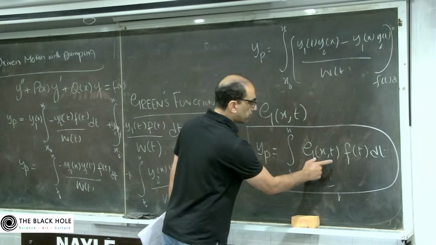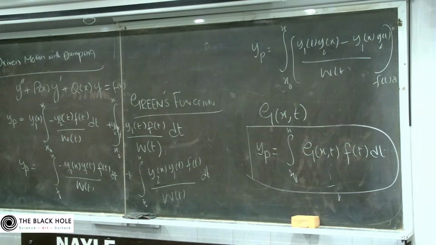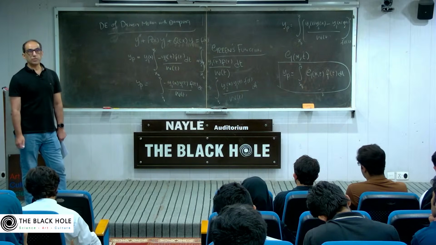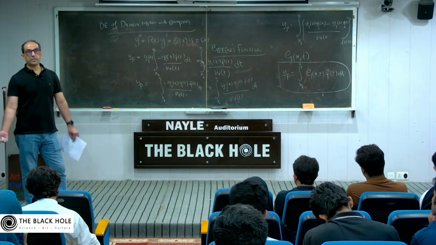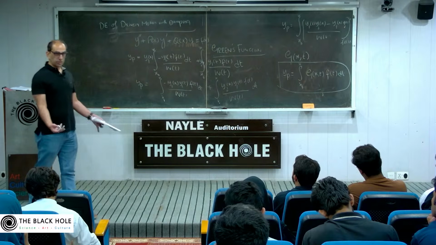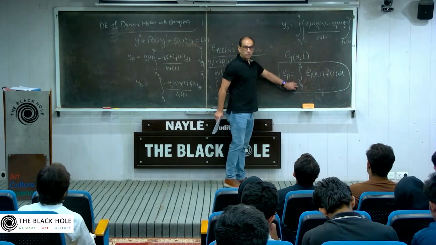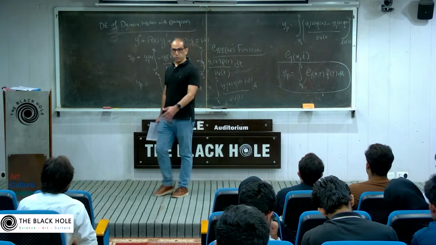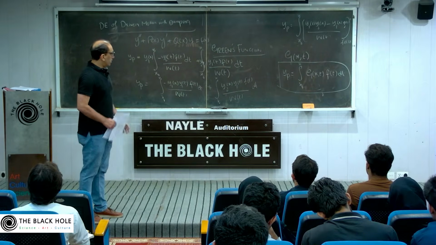And now, if you put f(t) equal to 0, immediately you see everything will be 0. So this thing doesn't exist for a homogeneous equation. The whole construct is such that you ought to have a non-homogeneous ODE, and then you can construct a Green's function for it.